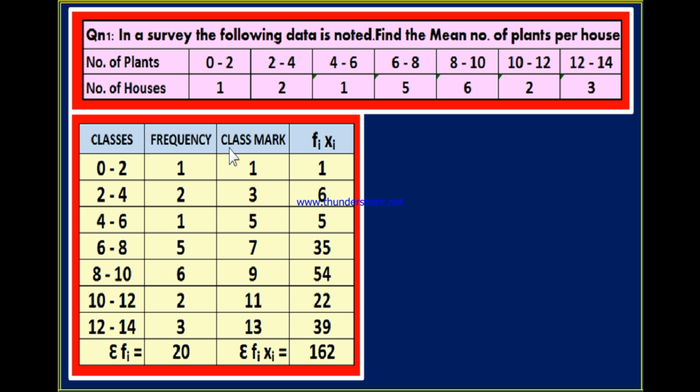Now we have to frame another column which stands for class mark. Class mark is also called as mid value. Class mark or mid value of the class, both are same. Understood? Now how to get the class mark? Class mark is nothing but the average of 0 and 2. Lower boundary is 0 and upper boundary is 2. Therefore, the average means you add these 2. 0 plus 2 is 2 divided by 2 is 1. Therefore, the class mark of this class is 1.